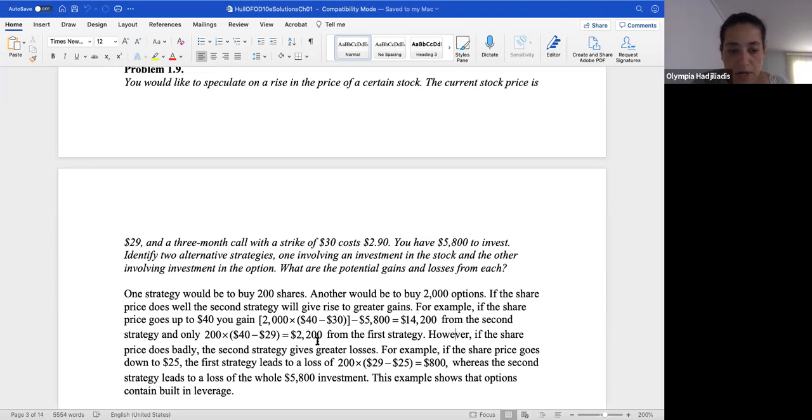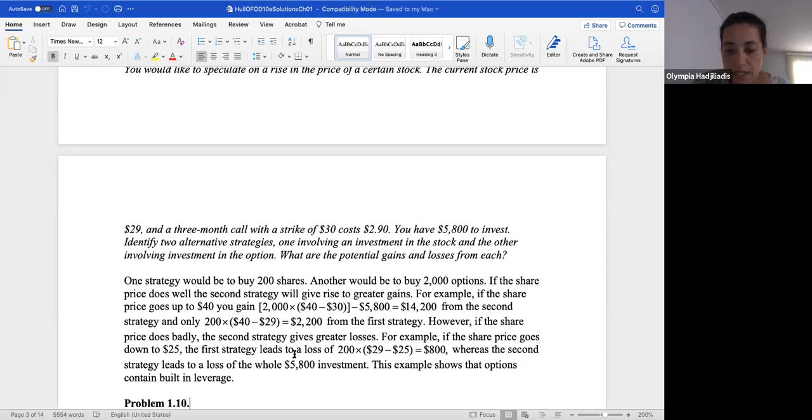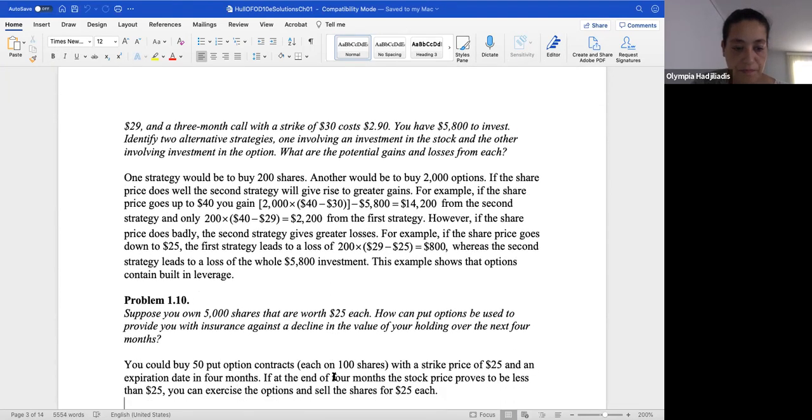However, if the share price does badly, the second strategy gives greater losses. So for example, if the share price goes down to $25, the first strategy leads to a loss of 200 times 29 minus 25, which is only $800, whereas the second strategy leads to the loss of the whole $5,800, which you invested at the beginning. This example shows that options contain built-in leverage.